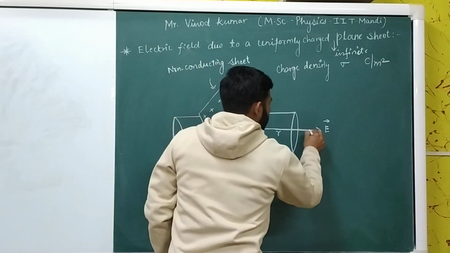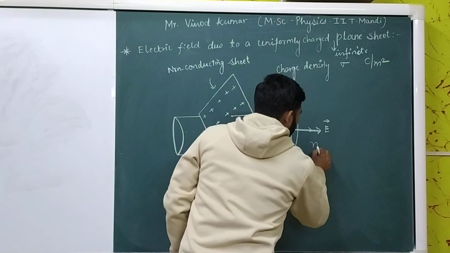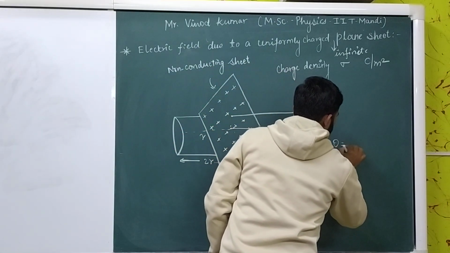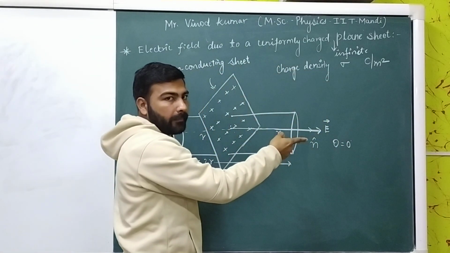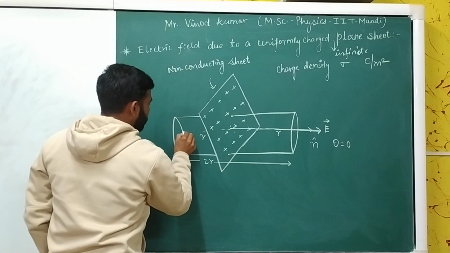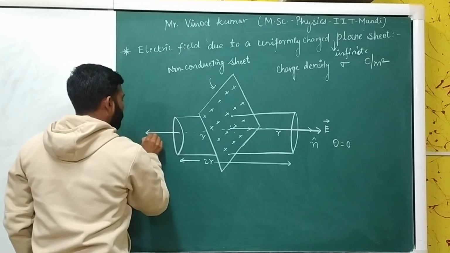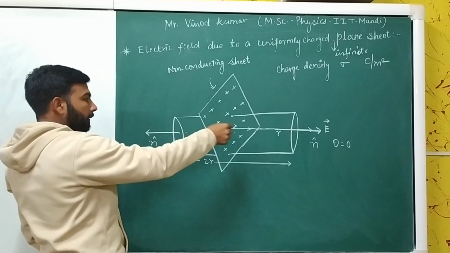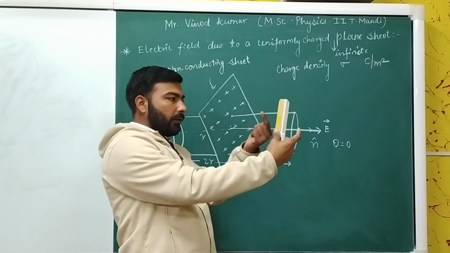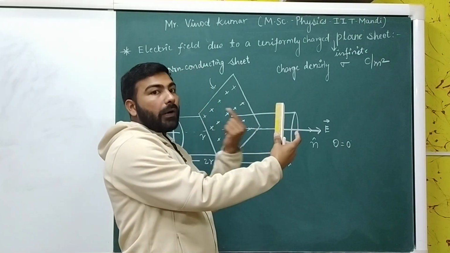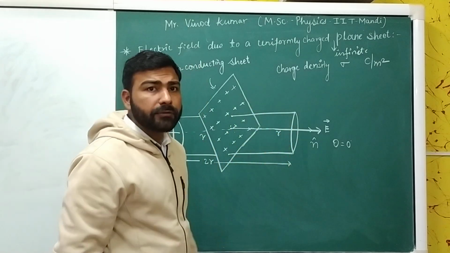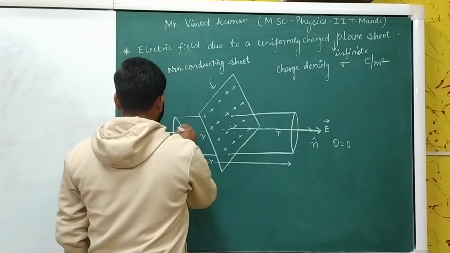The area vector also points outwards, and the angle between the area vector and the electric field is 0 degrees on the right side. Similarly, the area vector at this point also points outward, and the electric field due to this plane sheet will also point outward, along the area vector. The direction of the electric field will be along the area vector.